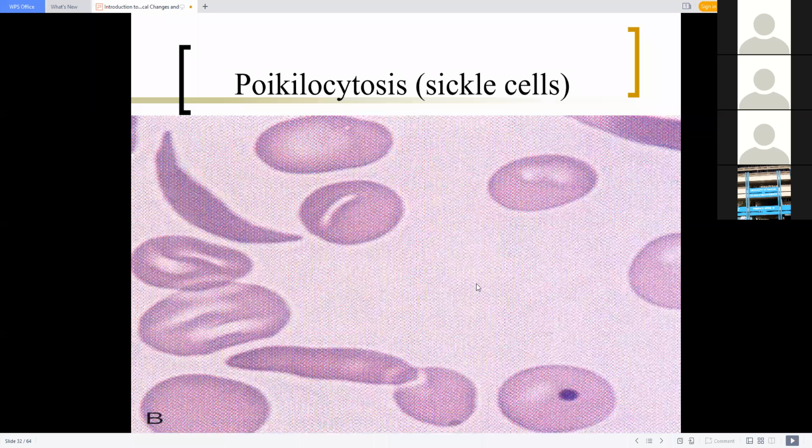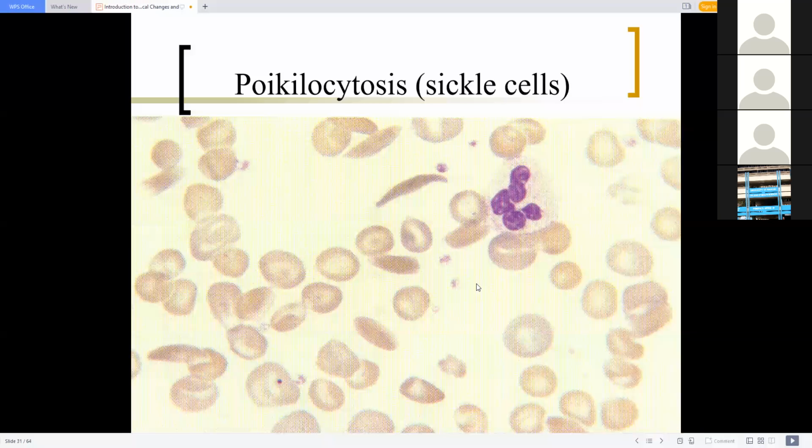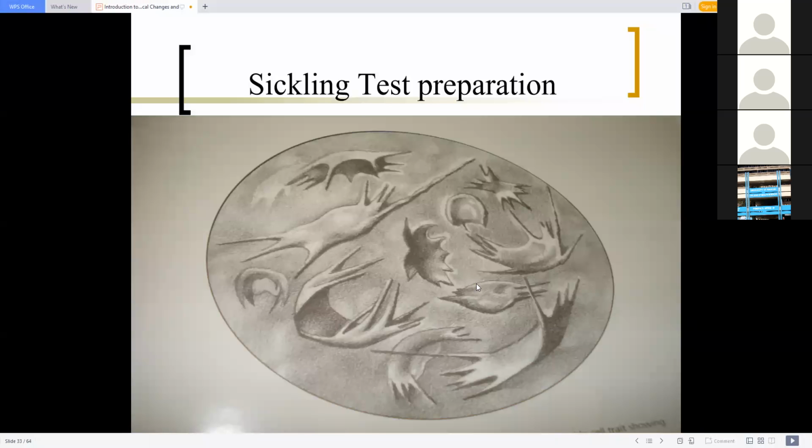So when you come to clerkship, you're going to do a sickling test, where you introduce a certain oxidative agent to a wet blood sample, and if the cells have the abnormal sickle hemoglobin, they form these various shapes. All right, so they form these funny shapes, and it's a screening test that we use to detect whether a patient has sickle cell or not. It's a simple test, and you will do it when you come to the clerkships.